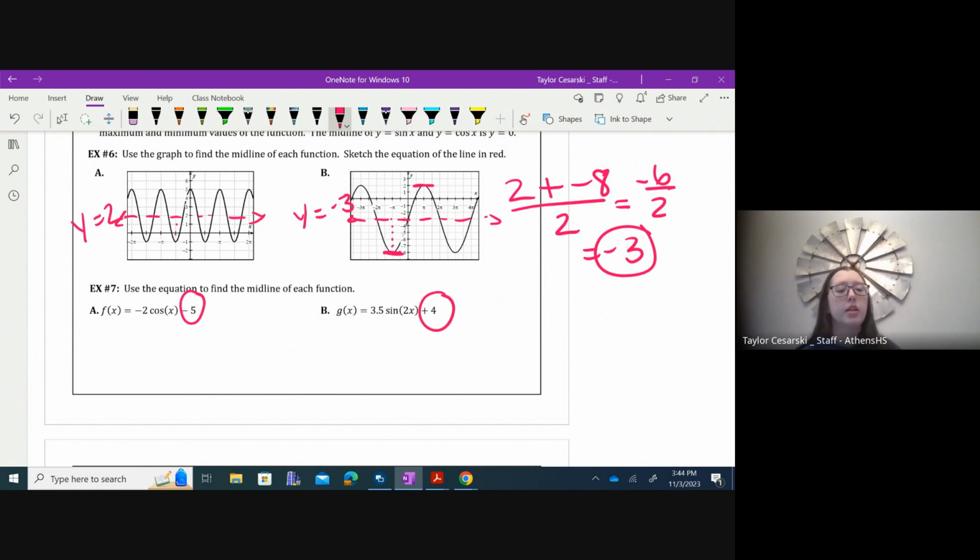So for example, in part A, I'm shifting down 5, so my midline would be at y equals -5. In part B, I'm shifting up 4, so my midline would be at y equals 4. Again, notice that I put the y equals in the front every time.